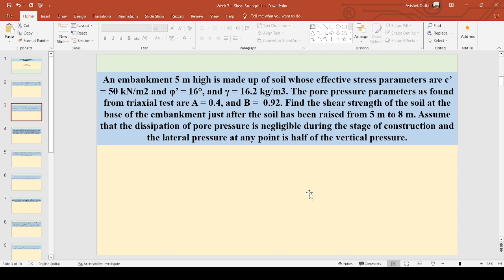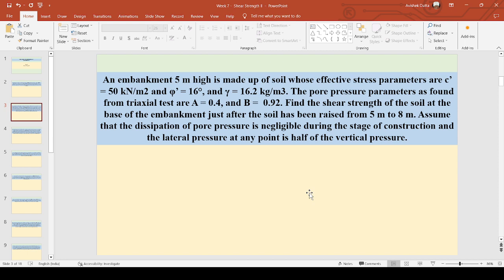Now the pore pressure parameters as found from triaxial test are A and B. A and B are Skempton's pore pressure parameters, which are requisite to find out the decrement or increment in pore pressure during the triaxial test. The value of A is equal to 0.4 and the value of B is equal to 0.92. Find the shear strength of the soil at the base of the embankment just after the embankment has been raised from 5 meter to 8 meter.